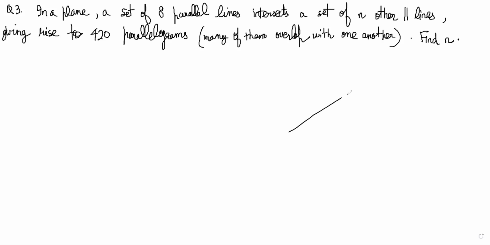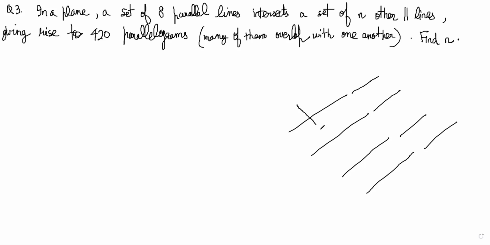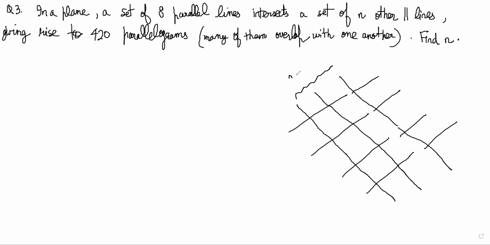Basically, some parallel lines are intersecting with some other parallel lines. There are 8 parallel lines like this, and some other parallel lines, n parallel lines in this way. There are n of them here and 8 of them here, and it is giving rise to 420 parallelograms. So find n basically.